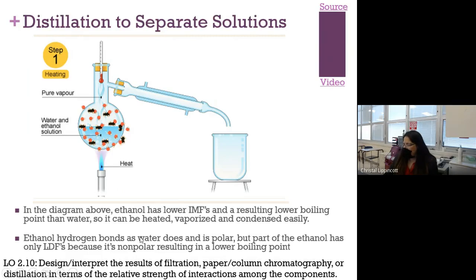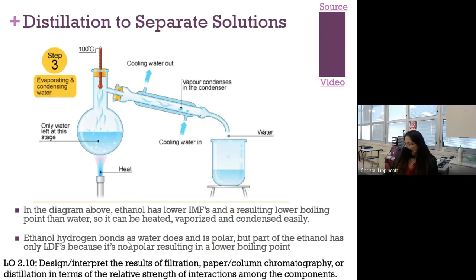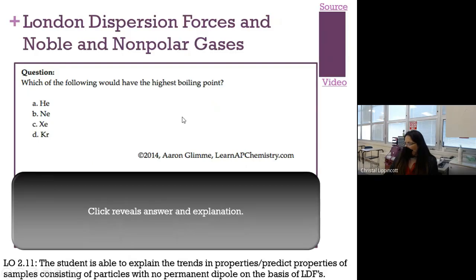Ethanol hydrogen bonds, as water does, and it's polar, but the other component has only LDFs because it's nonpolar, resulting in a lower boiling point. Okay, so that's our distillation process. And we end up with just that in our liquid. And which of these would have the highest boiling point? Should be able to answer this very quickly. Looking at a periodic table, boom, done.